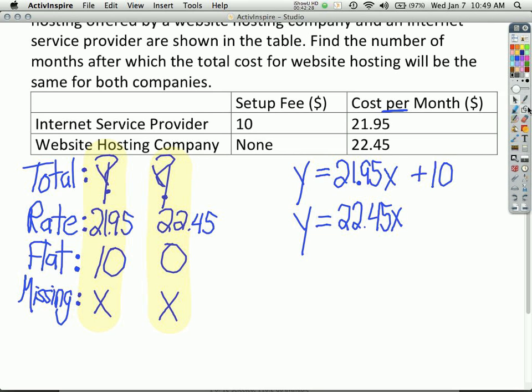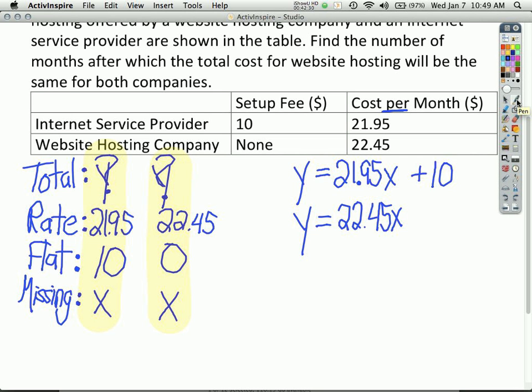Okay? So, any comments, questions on how we formed the two equations? Paige? When we set a question like this and define how many months total cost for both of them would be, wouldn't we just do 10 plus 21.95x equals 22.45? So yeah, there is another way to do it, absolutely. So go ahead, you do it your way, but you're going to see how it works out in a second.